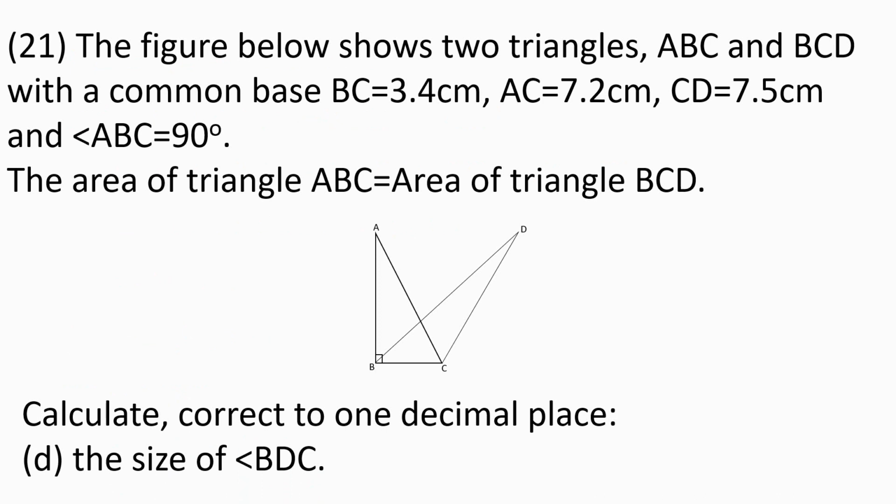Question 21, part D. Calculate, correct to 1 decimal place, the size of angle BDC. Since we have obtained length BD and angle BCD, and we know length BC, we can use the sine rule to find the size of angle BDC. The sine rule is a over sine A, that is the side of a triangle over the sine of the opposite angle, is equal to b over sine B, which is equal to c over sine C. So in relation to triangle BDC, we have BD over sine C is equal to BC over sine D.